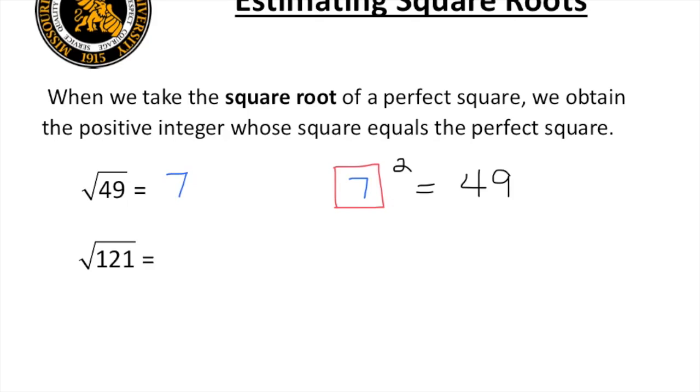Similarly, consider the square root of 121. We are trying to determine the positive integer whose square equals 121. Referring to our list of perfect squares on the previous slide, we know that 11 squared equals 121. Therefore, we can conclude that the square root of 121 equals 11.